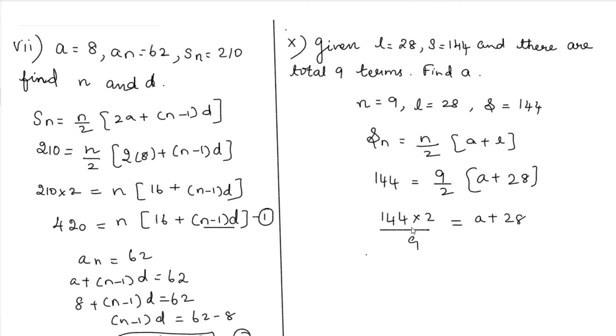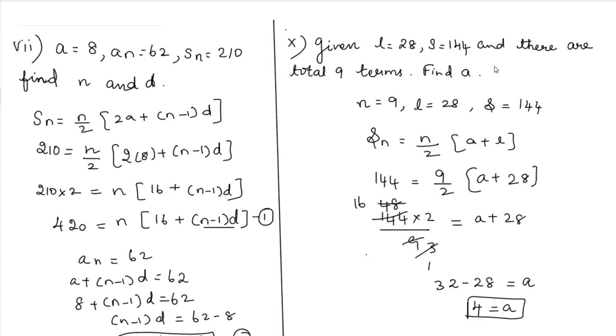So what will you get? Shall we cancel this with the 3 table? 3 3s are 9. And here 3 4s are 12. Okay. And then 24 means 3 8s are 24. Okay. So again we can cancel in the 3 table. 3 1s are 3. 3 6s are 18. So 16 2s are 32. 32 minus 28 is equal to a. So what will you get? 4. So a is equal to 4.